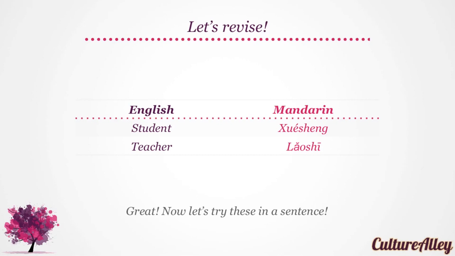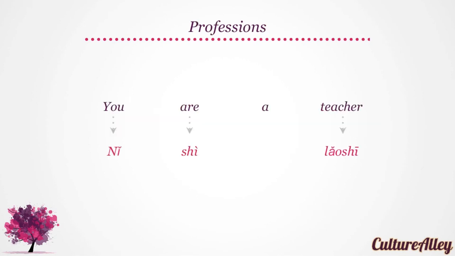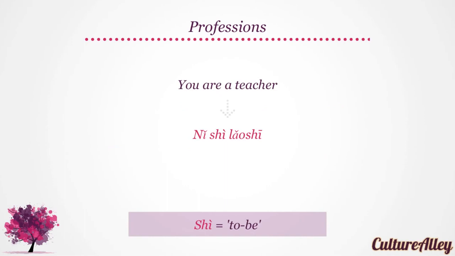Great! Now let's try these in a sentence. Let's start with a simple one. On your screen is the breakup for the sentence, You are a teacher. Let's take a look at each word individually. You translates to 你, are becomes 是, and teacher becomes 老师. Thus, you are a teacher translates to 你是老师.